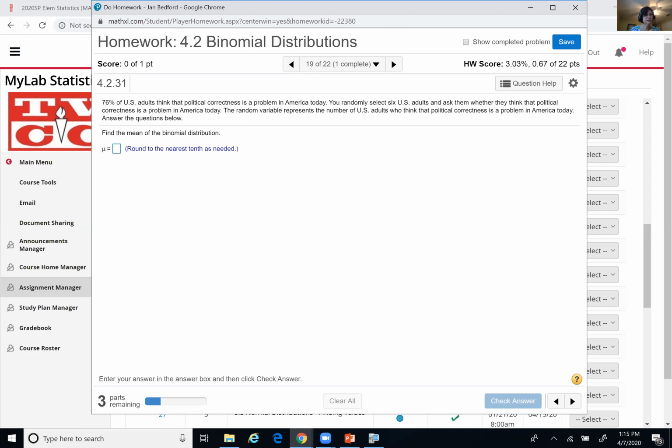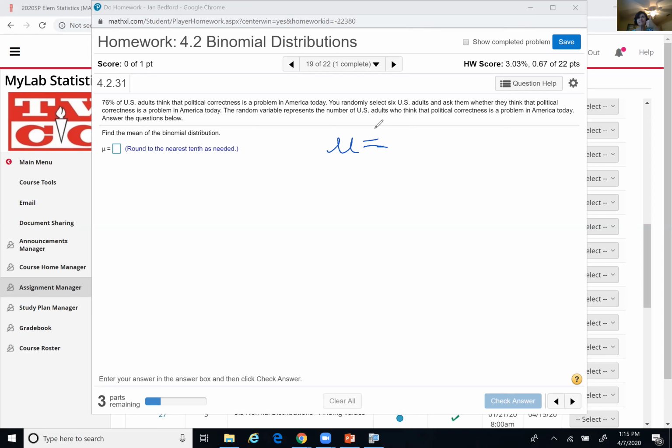So this is saying 76% of US adults think political correctness is a problem. You randomly select 6 adults, and ask them whether they think that's a problem or not. The random variable represents the number of US adults who think that political correctness is a problem. So first of all, we have to find the mean. Now, that had a formula for us if it's a binomial probability distribution. Now, do you think this one is? Is it a binomial probability distribution?